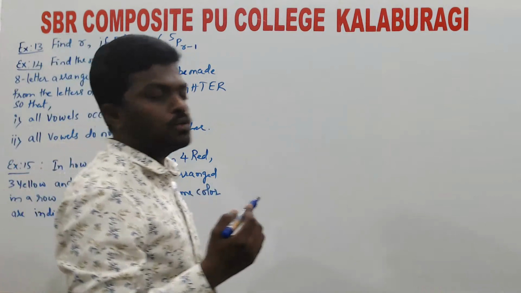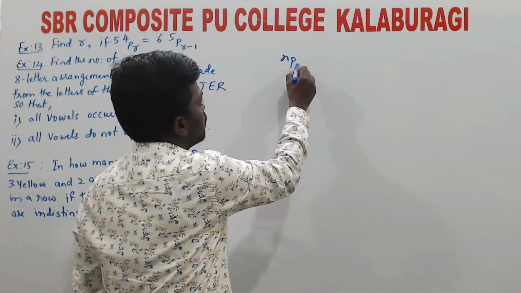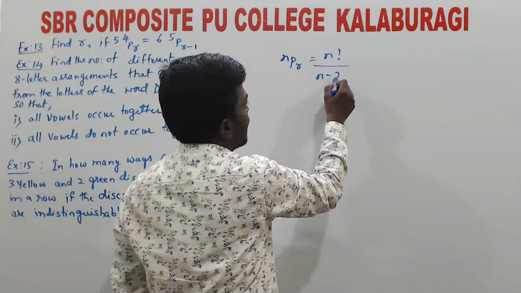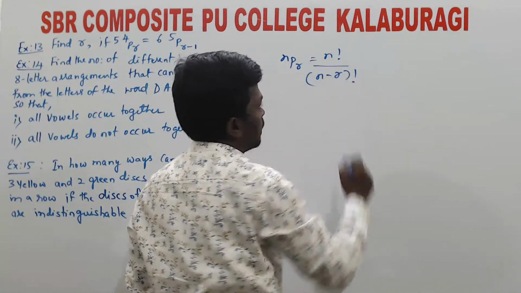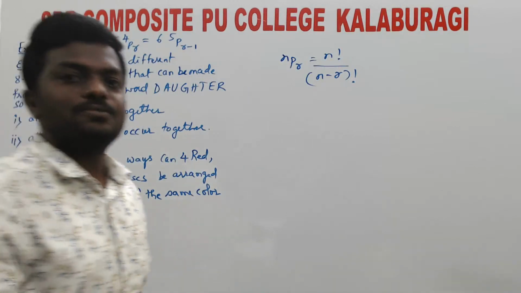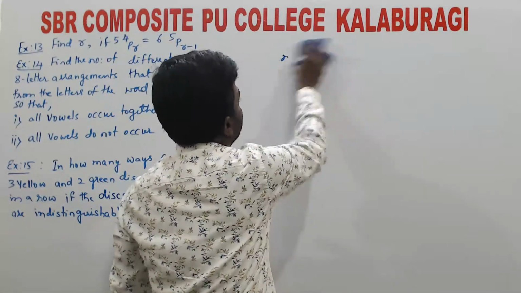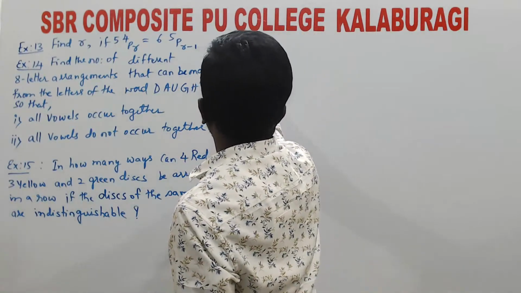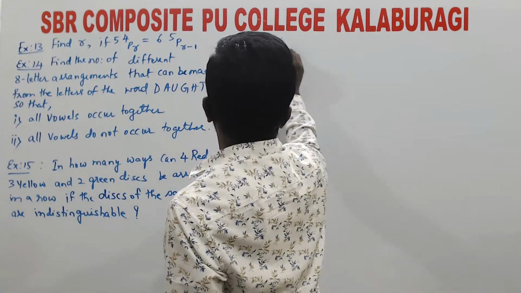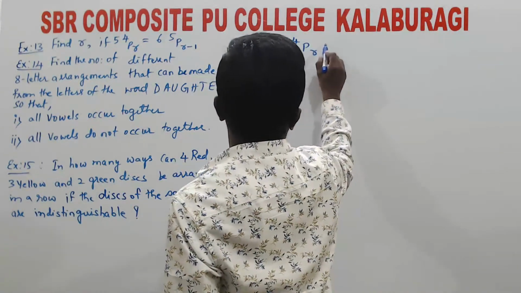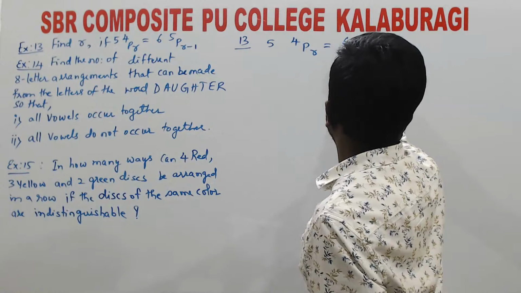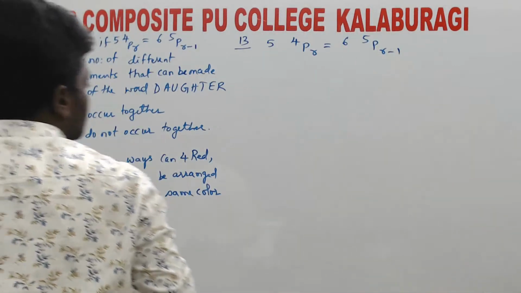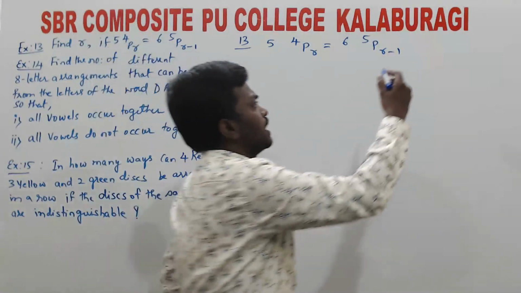So we know how to solve it, right? What is the formula of nPr? The nPr formula is n factorial by (n minus r) factorial. Okay, students, using this formula, let us simplify the 13th question. So what is our 13th equation given? 5 into 4Pr is equal to 6 into 5P(r minus 1). Is that clear, students?